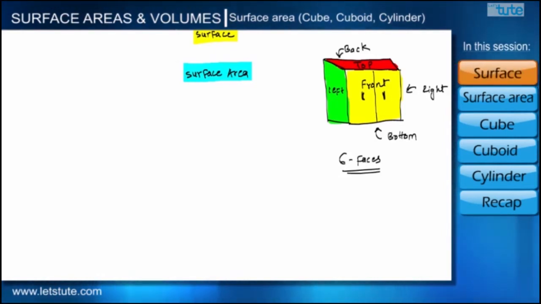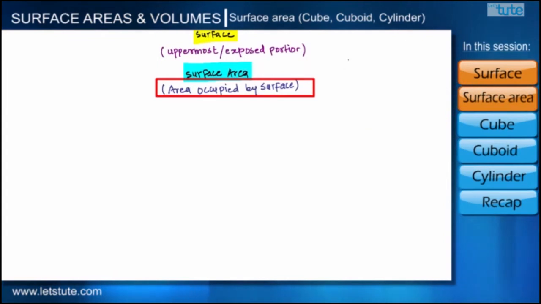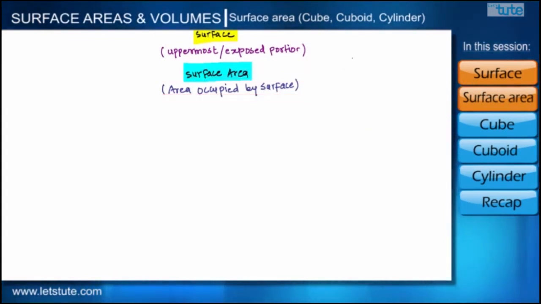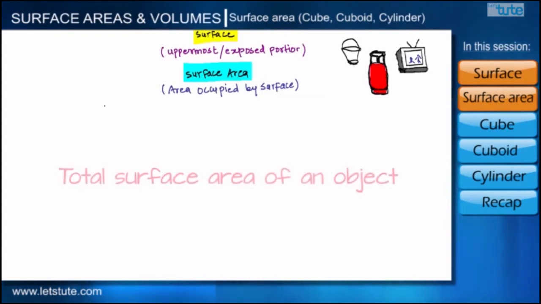So what do we call a surface? The uppermost or exposed portion of any object. And what do we call a surface area? The area occupied by that surface. Friends, we are actually surrounded by these objects only, like bucket, TV, gas cylinder. So in this session we will discuss how to find out the total surface area of some important objects.